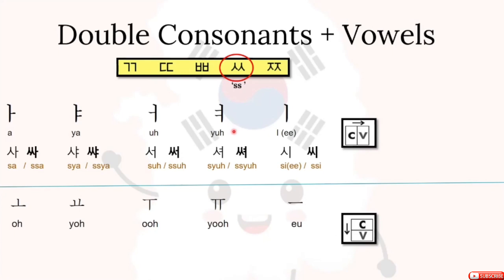Next one. Yeo. And for single consonant, shaw. S and yeo becomes shaw. Now for double consonant, s and yeo becomes shaw. Shaw. Okay, so the main difference between so and shaw is that Y sound. So, shaw. Okay? All right, moving on.